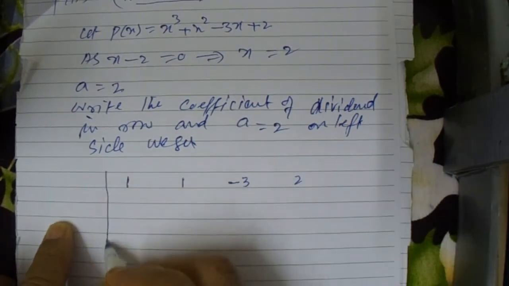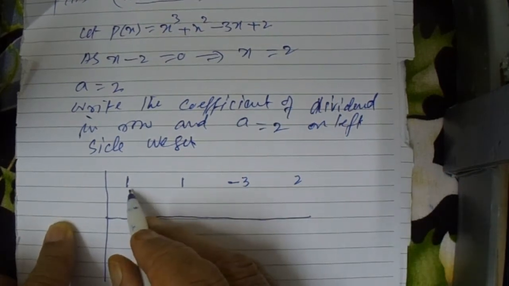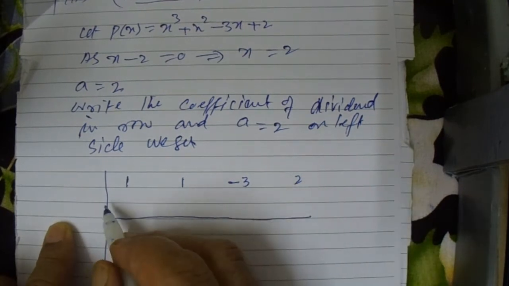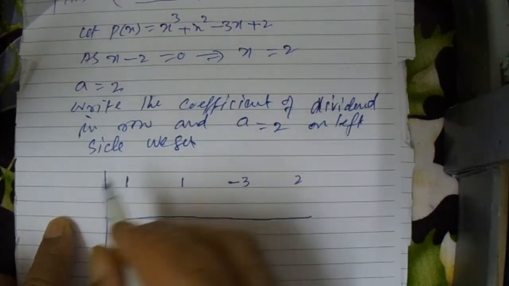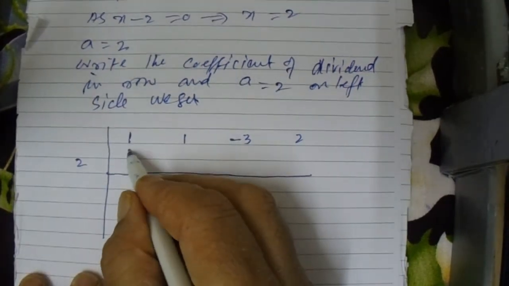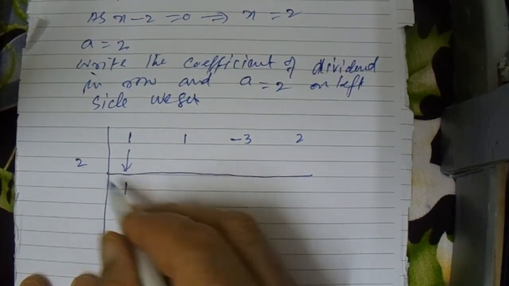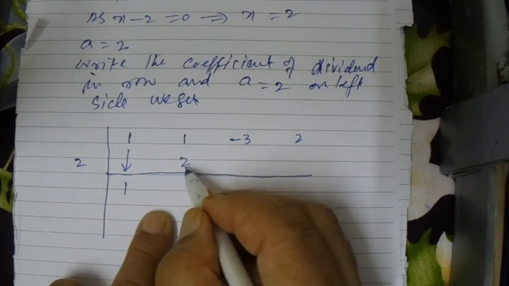Now we write the coefficients of x³, x², x, and the constant term. Now we write the zero of the polynomial. It means a is equal to 2. On the left side, this is 2. Same procedure: we write the first coefficient here, and 2 multiplied by 1 is 2, and we add this.